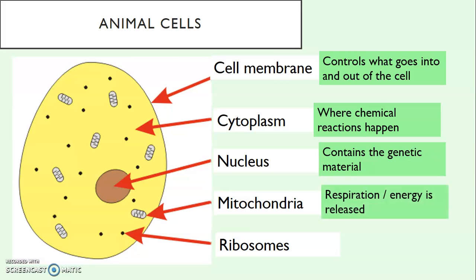Mitochondria is where respiration happens. Respiration means that energy is released. So mitochondria is respiration, where we release energy. And then finally we've got the ribosomes, and ribosomes is where proteins are made.